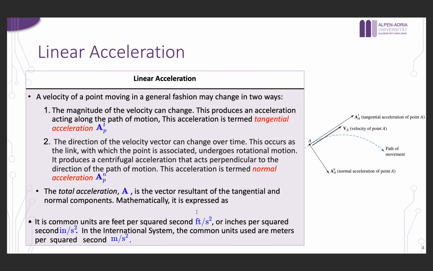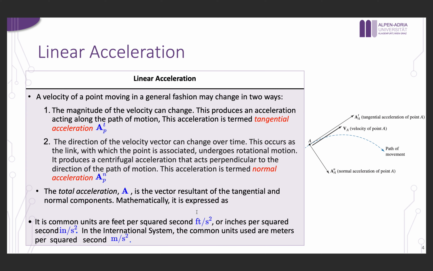Now, as with velocity, we have linear acceleration and angular acceleration. The linear acceleration represents the change of the linear velocity over time. The linear velocity is a vector, and it may change in two different ways. The first way is that it changes its magnitude.